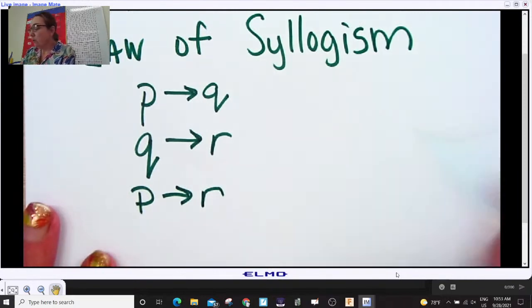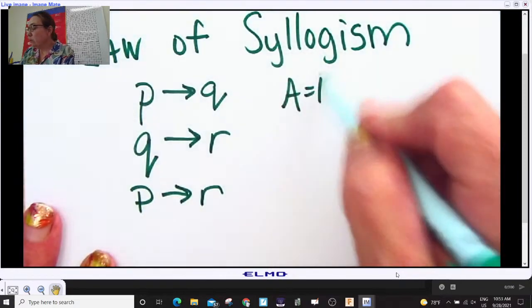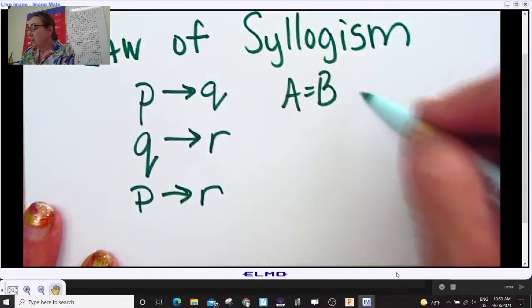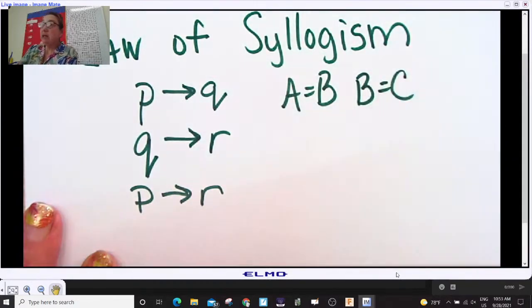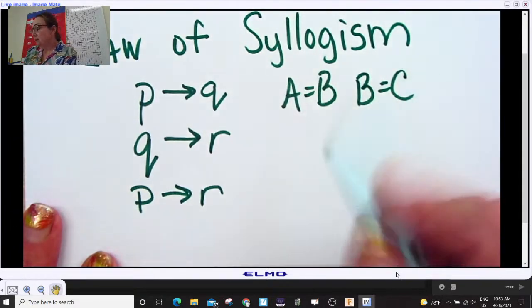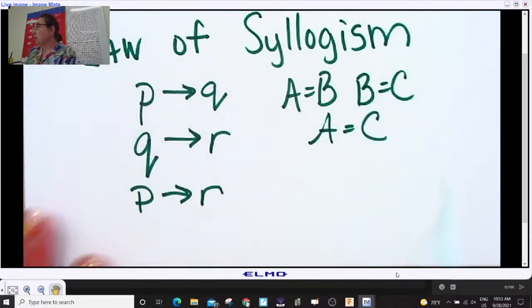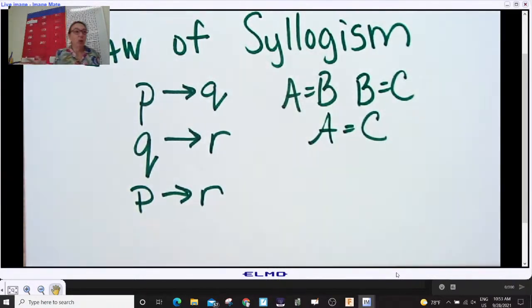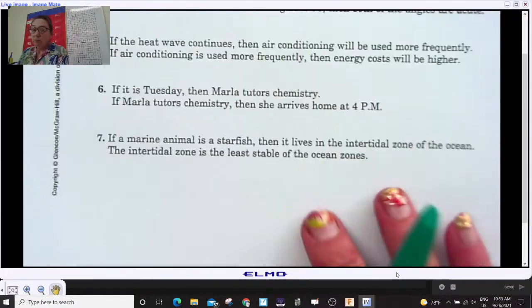So this is similar to if A equals B and B equals C. B does equal A, that's true. And B equals C. What do you know about A and C? They equal each other. Y'all see how that works, right? Well, this is the same concept. We're just talking about conditional statements.